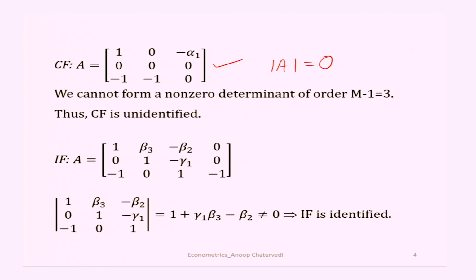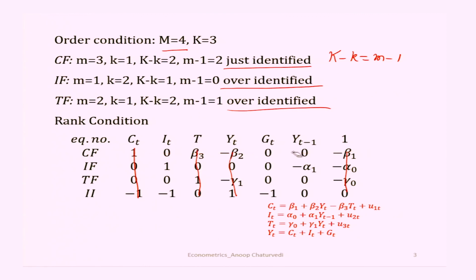Similarly, for the second equation, the matrix A is of this form. Now, you can easily verify it. For the second equation, you obtain matrix A by deleting. So, you consider the non-zero coefficients here and delete the corresponding columns.